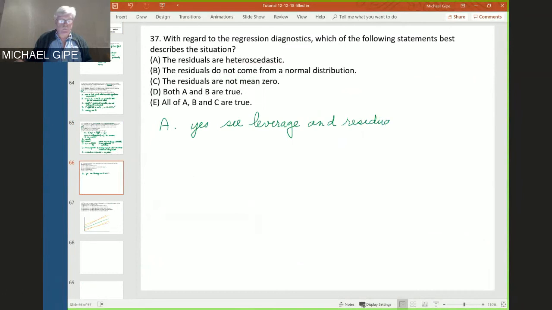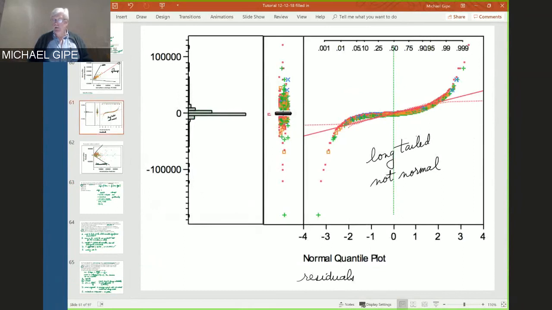Probably the residual plot is the most reliable one. Easiest to see this. How about B? The residuals do not come from a normal distribution. Well, here we looked at the quantile plot for the residuals, and we see clearly it's long-tailed and not normal. It's concentrated in the middle. The tails go out farther than the normal.